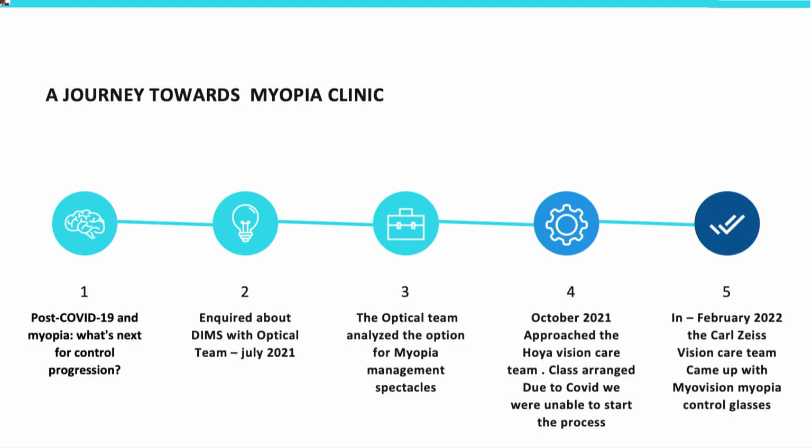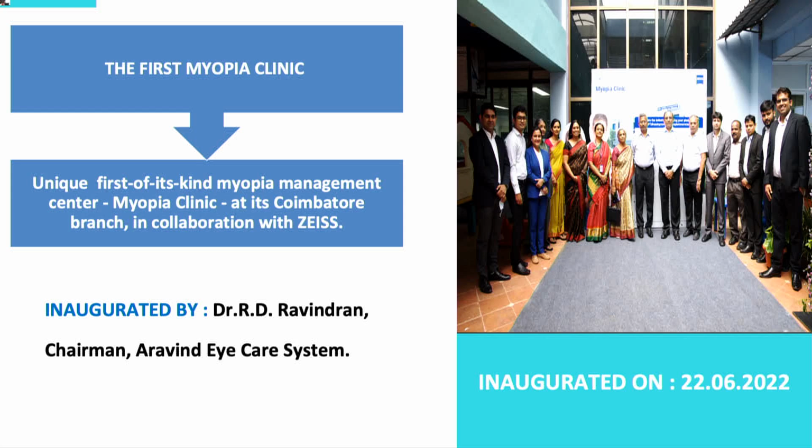Initially we were thinking about how to introduce it, and DIMS had just come into the market, though it was not available in India so freely. We were attending some meetings abroad and came to know about these glasses, but at that point, during COVID, we couldn't introduce them. But we were having some discussions, and then we started with the Zeiss team with MyoVision, which was what we started with initially. But as we all know, the response was not very good. So after some time, it was totally replaced with MyoCare, and Hoya came in between.